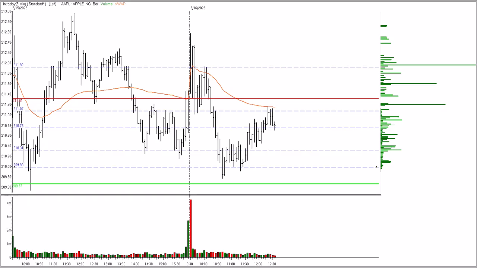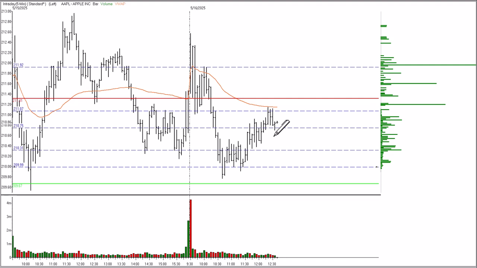So that's a continuation setup. We're trading with the intraday trend in that case. Then, if you want to look at a range breakout, we've got the consolidation range. Price is coiling between 210.31, which is down here, and 211.07. So, when you see this kind of compression, usually it leads to some sort of an expansion at some point in the day.